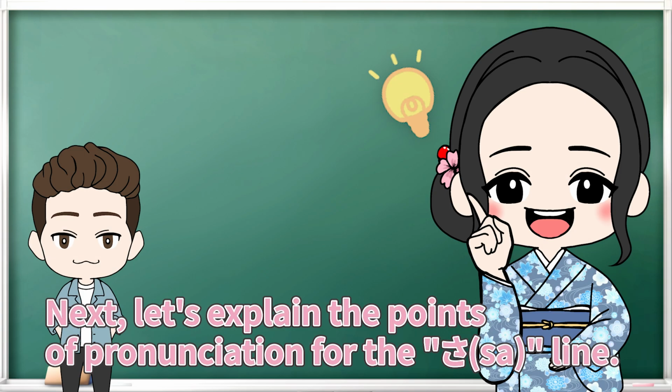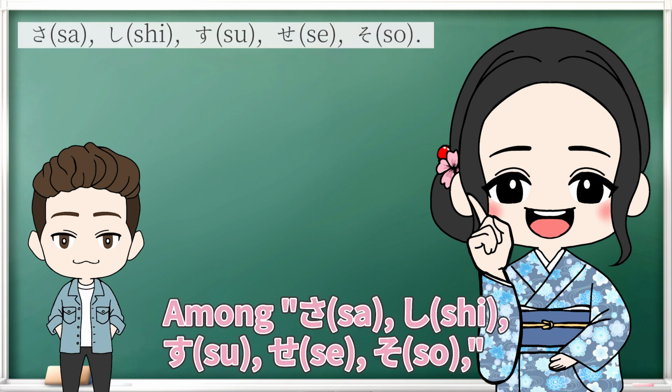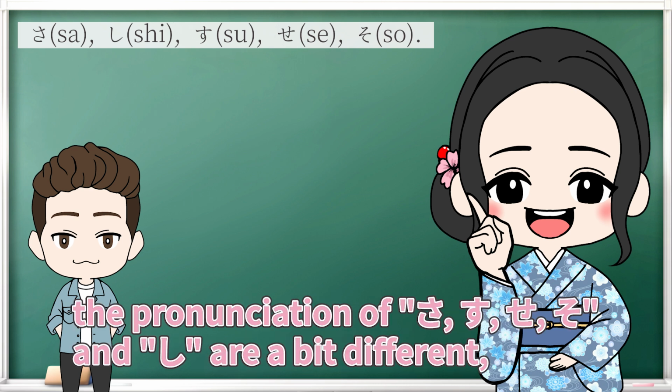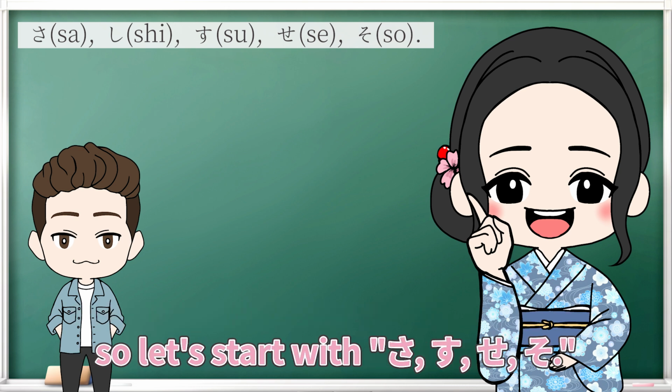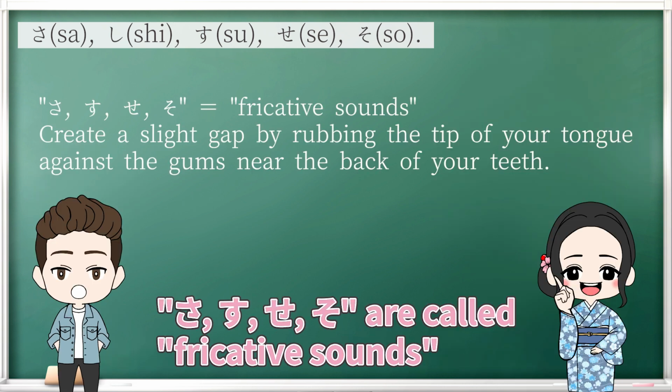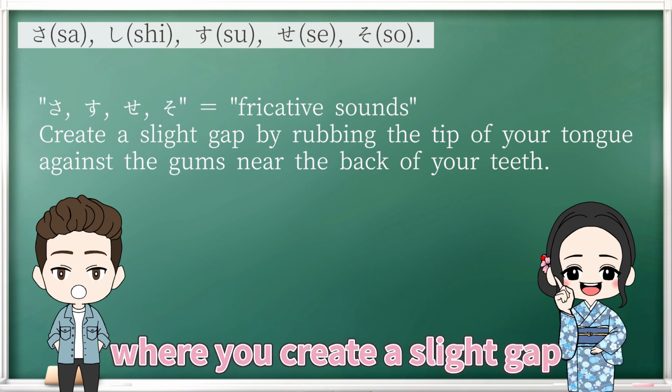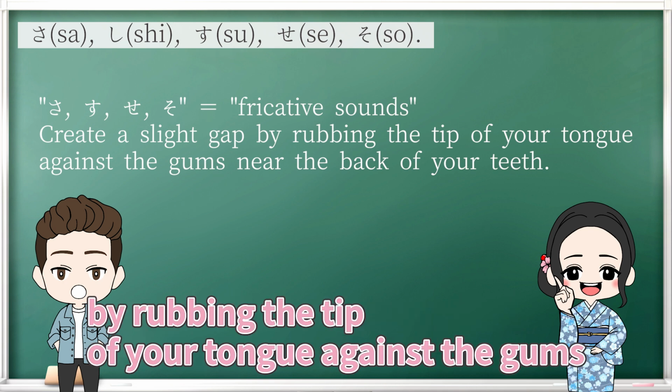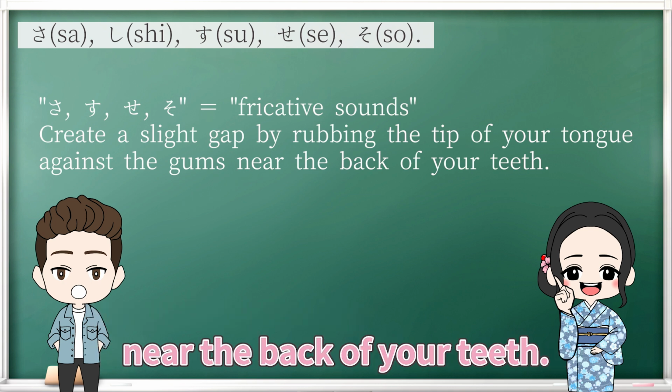Next, let's explain the points of pronunciation for the sa line. Among sa, shi, su, se, so, the pronunciation of sa, su, se, so, and shi are a bit different. So let's start with sa, su, se, so. Sa, su, se, so are called fricative sounds, where you create a slight gap by rubbing the tip of your tongue against the gums near the back of your teeth.